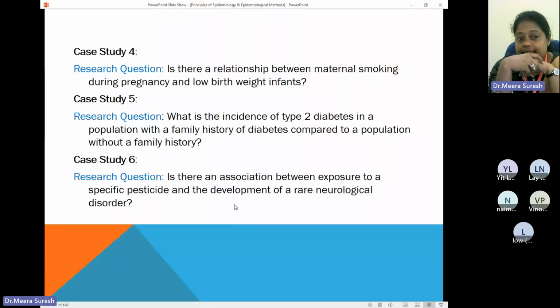The next case study, 5. What is the incidence of type 2 diabetes in a population with a family history of diabetes compared to a population without a family history? Now it should be easy for you. You can very easily find out the keyword.